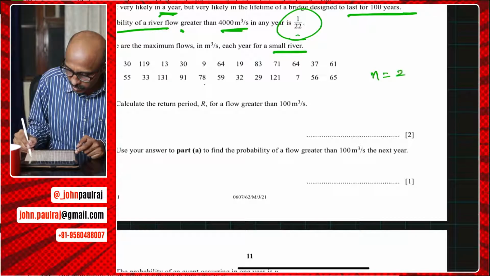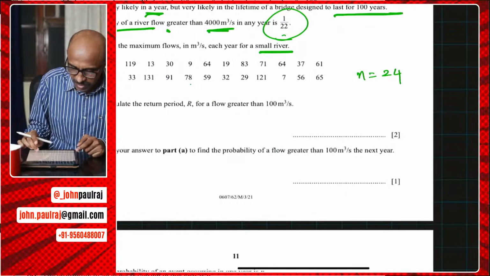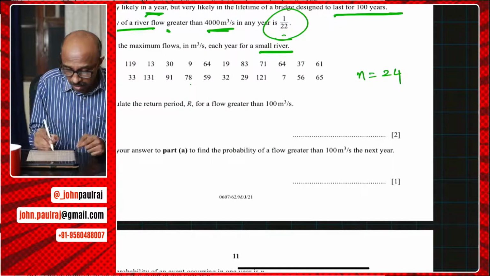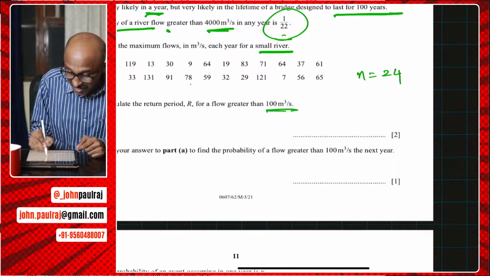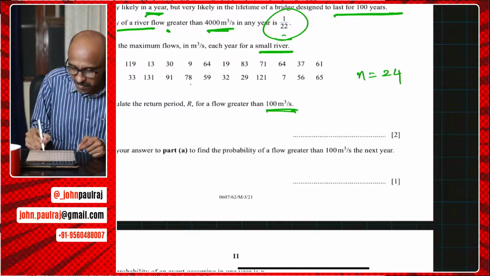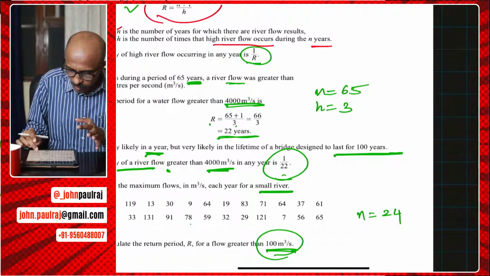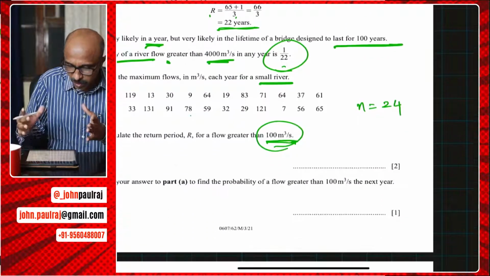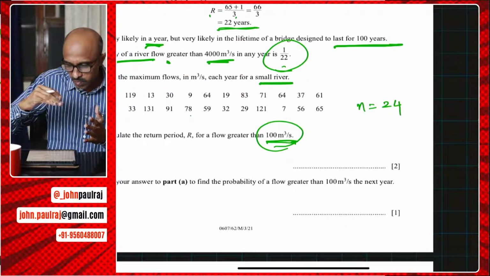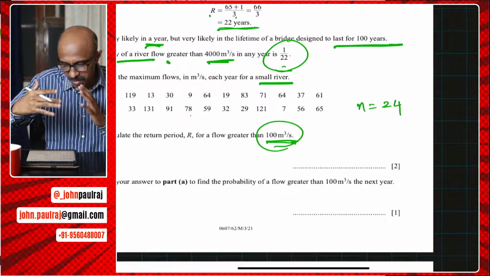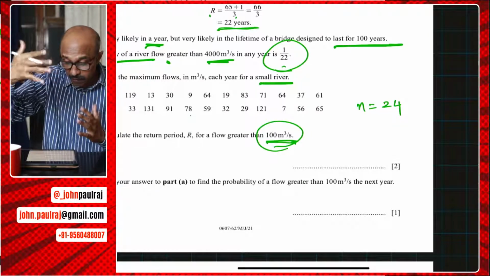So we've got n is equal to 24. And then it says calculate the return period R for a flow greater than 100. Like I said earlier, for each river, that number might be different. The example that they gave was like 4,000 meter cube per second. And this is a small river. So 100 meter cube per second would be a high river flow for this particular river.